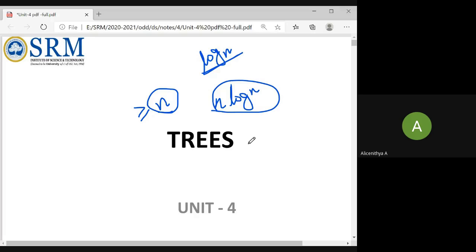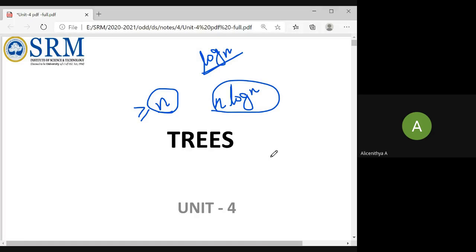Clear? So based on the groupings, since you are going to work further, definitely the number of time units required will be reduced to log n. Okay? Clear? Am I clear? Yes, ma'am. So this is one of the reasons why we go for a non-linear data structure.